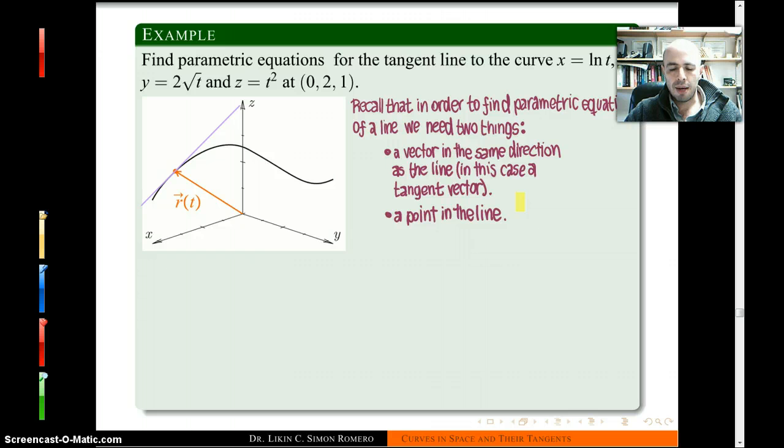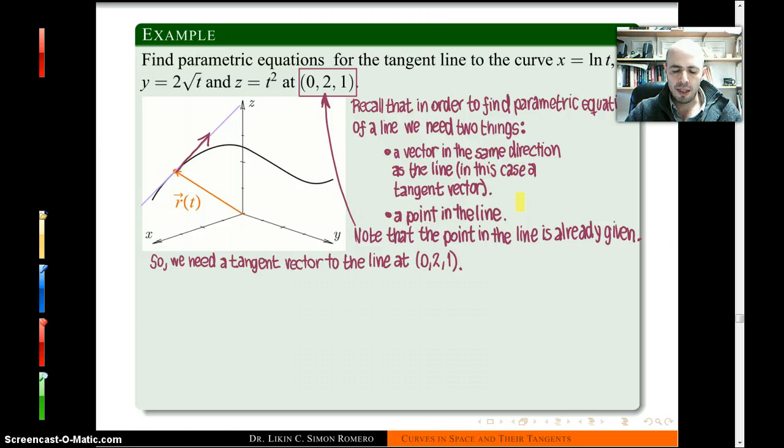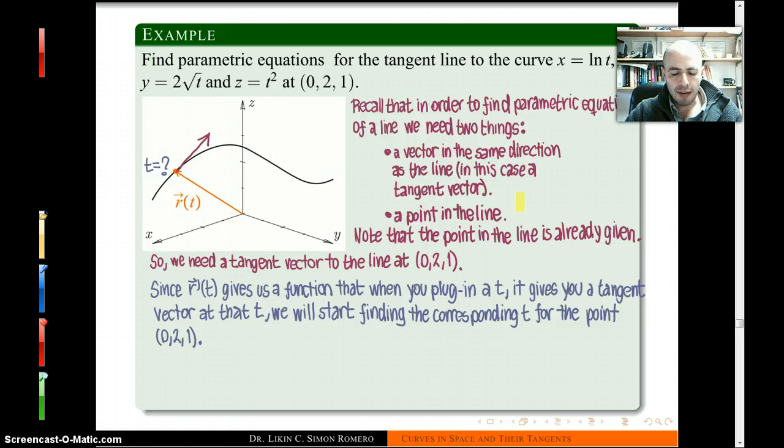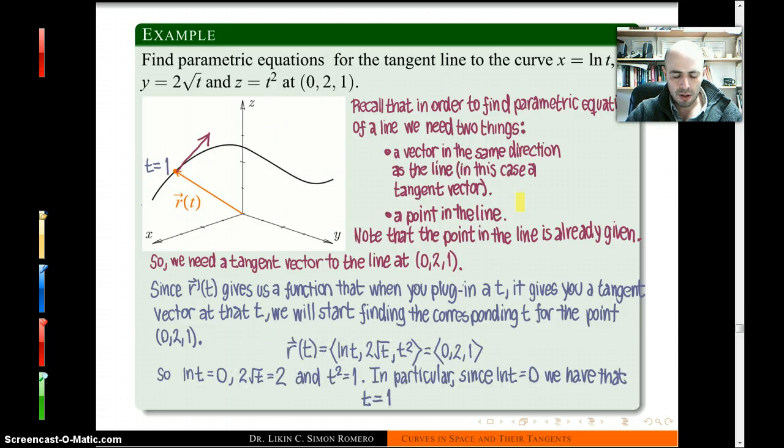In order to find the parametric equations of the tangent line, we need two things: a vector in the same direction as the line and a point in the line. Note that the point in the line is already given, so we only need the tangent vector to the line at that particular point. Again, at that particular point, we have to find what parameter helps us. So we have to find the corresponding t that gives us the configuration (0, 2, 1). In other words, we set r(t) equal to the vector (0, 2, 1). In this case, we obtain that t is equal to 1.